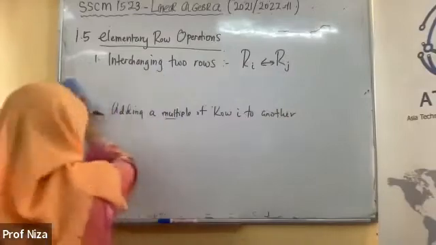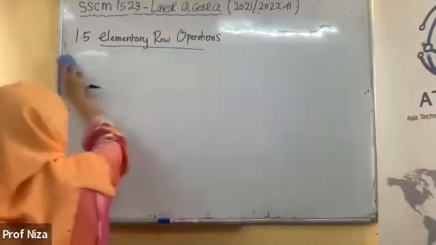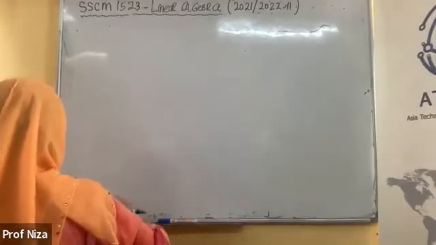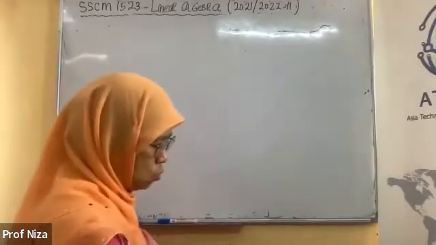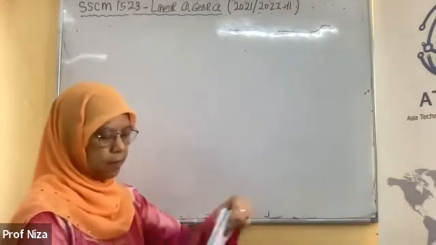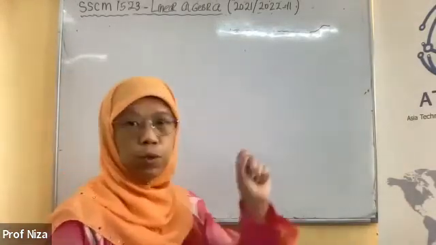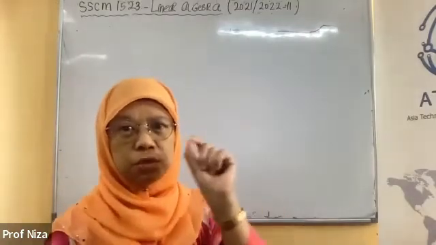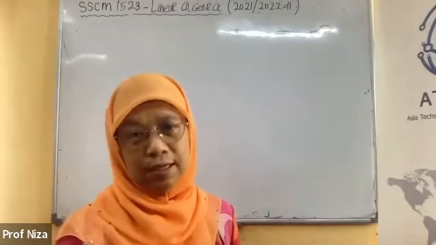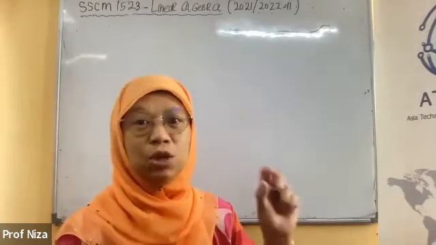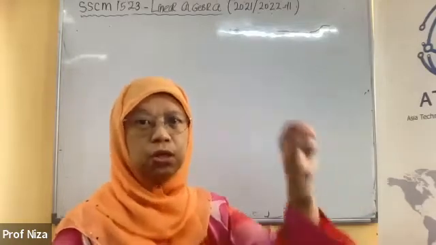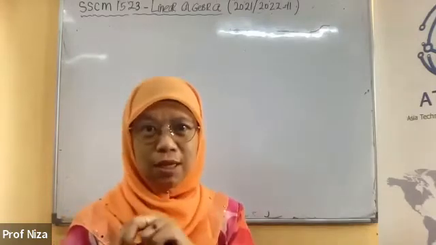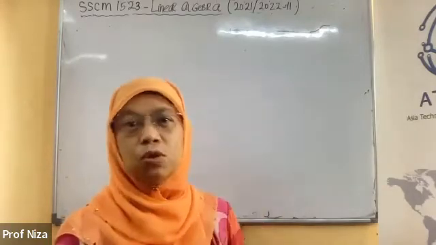Okay, now I will do examples later, but when we do row operations from one matrix to another, we call those matrices equivalent. They are not equal, but they are equivalent. We have changed from one to another, reducing. It's called reducing the matrix using elementary row operations.